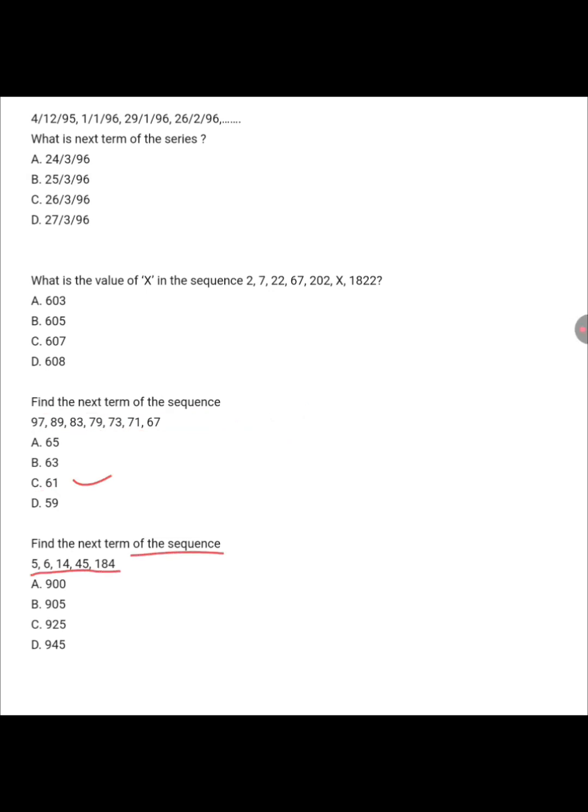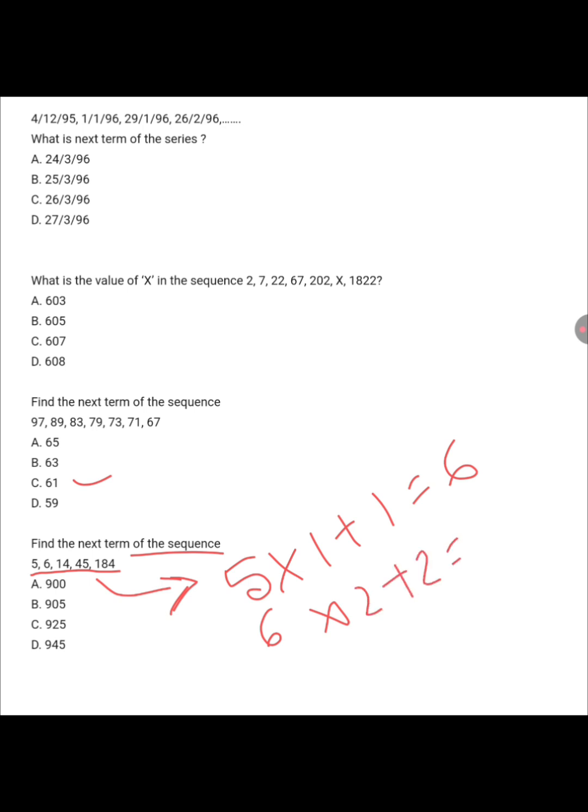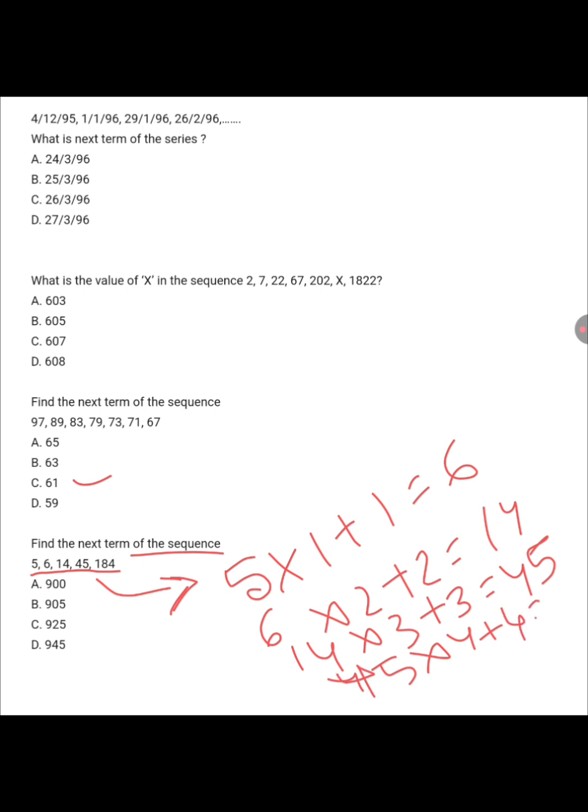Find the next term of the sequence 5, 6, 14, 45, 184. Here, 5, then 6. 5 into 1 plus 1, if we do this we will get 6. Then 6 into 2 plus 2, we will get 14, and then 14 into 3 plus 3 will get 45, and 45 into 4 plus 4, then we will get 184.